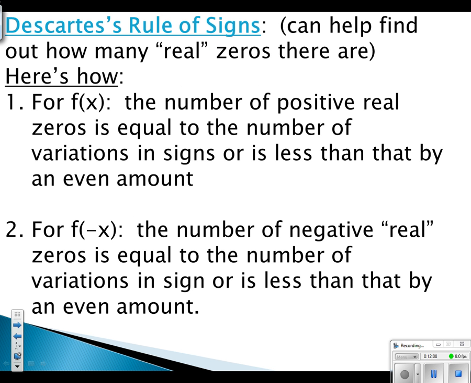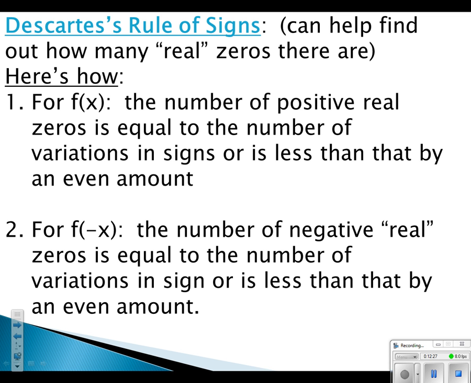Well, here we go. There's something called Descartes' rule of signs. This is going to help us try to find out how many real zeros there are. Okay, now real zeros, of course, are going to be things that are not in that imaginary complex system.